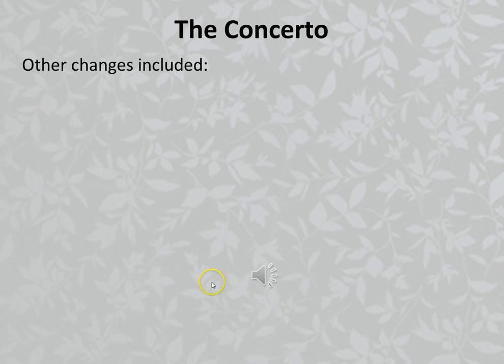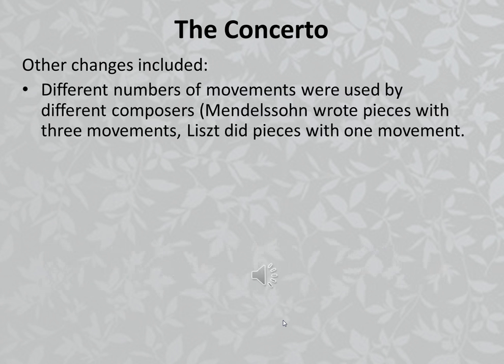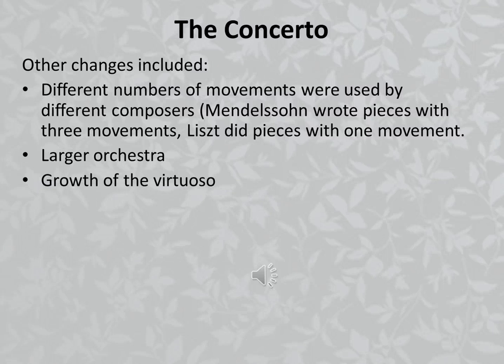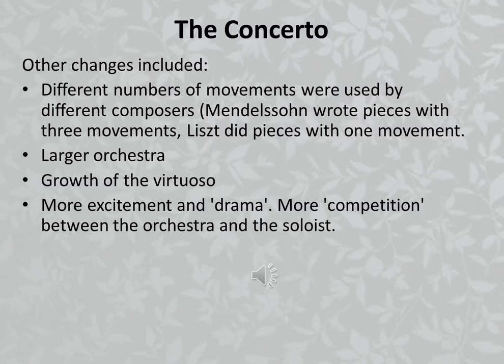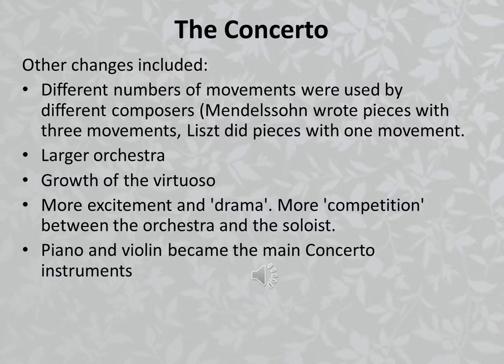Other changes for the concerto include, while I play this one, different numbers of movements were used by the different composers. Mendelssohn wrote pieces with three movements. Liszt did pieces with just one movement. There was a much larger orchestra. Growth of the virtuoso, in other words, the famous solo performer. More excitement and drama. More competition between the orchestra and the soloist. And piano and violin became the main concerto instruments of the time.